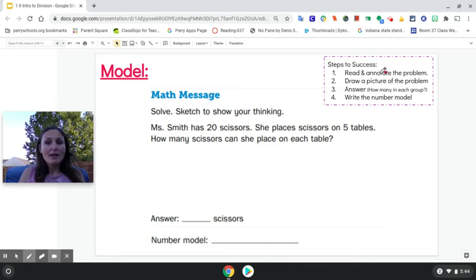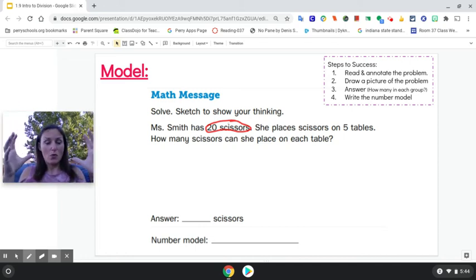So first let's go ahead and finish reading the problem. So it says Miss Smith has 20 scissors. She places scissors on 5 tables. How many scissors can she place on each table? So I've read it, and now I need to annotate it. So I'm looking for those important numbers. So here it says that she has 20 scissors. And now it doesn't say that here, but that means that's her in all total. She has 20 scissors total.